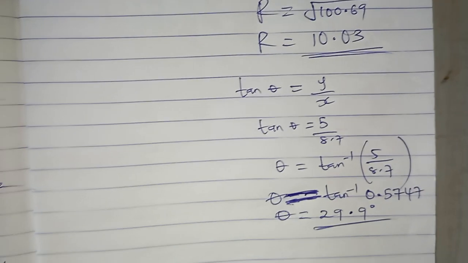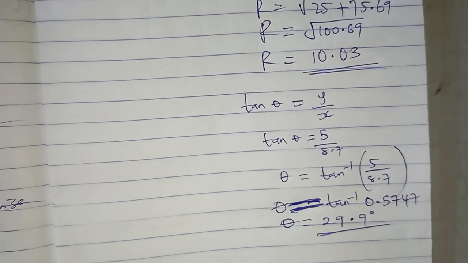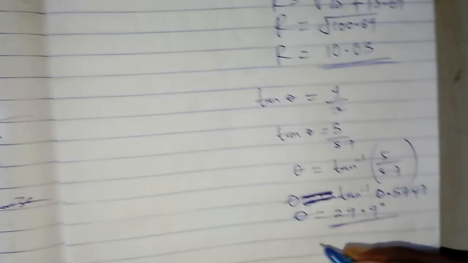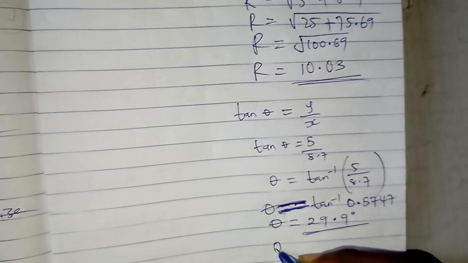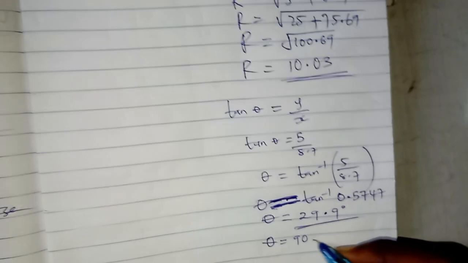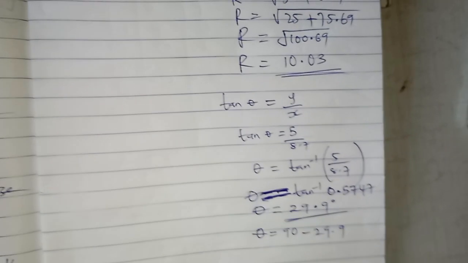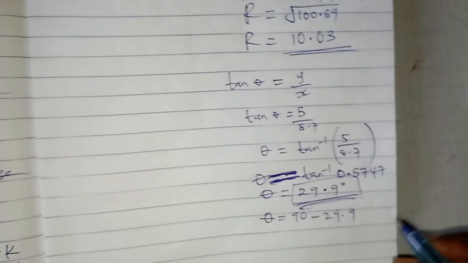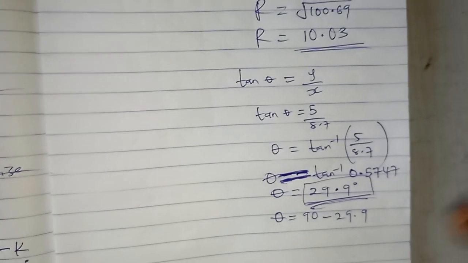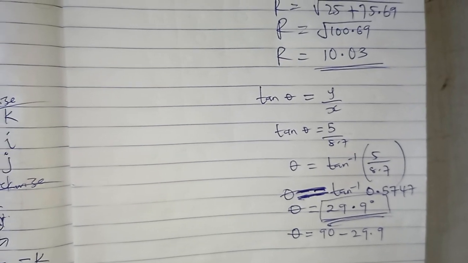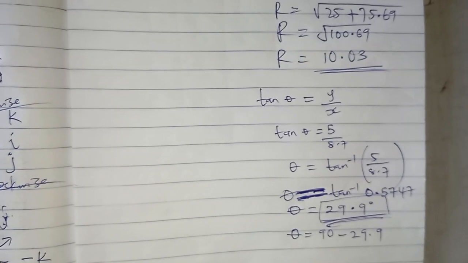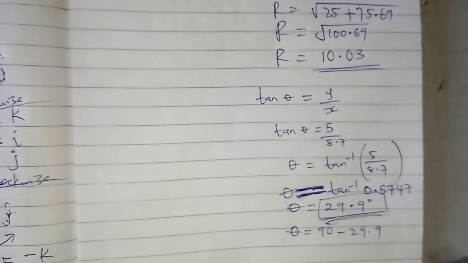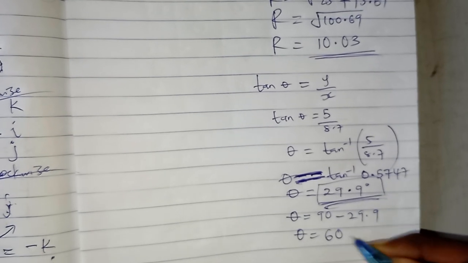The reason is that the x and y given to me are all positive, so it's in the first quadrant. Since it's in the first quadrant, if I really want to get the direction, I can say the first quadrant is 90, so theta equals 90 minus 29.9. That is in case you look at the options and this is not there. But in most cases, this is your direction. So you can do 90 minus 29.9. Theta is equal to 60.1.